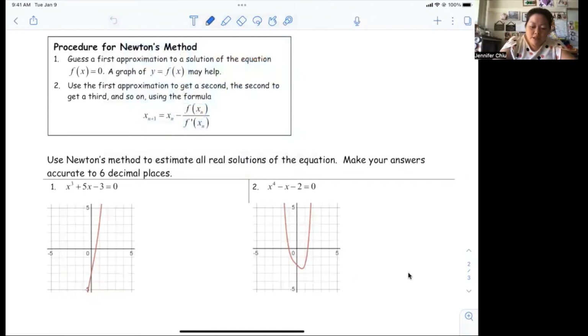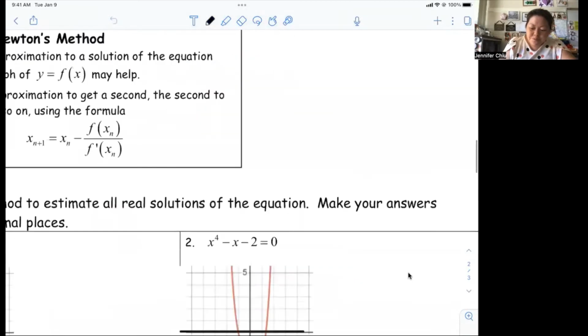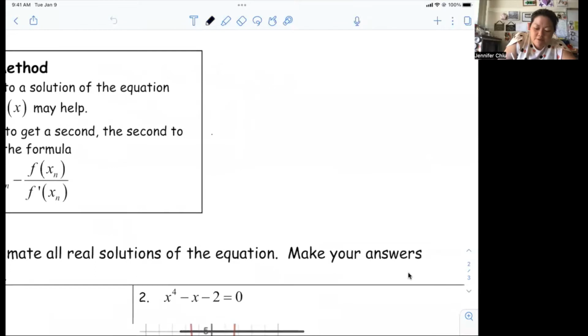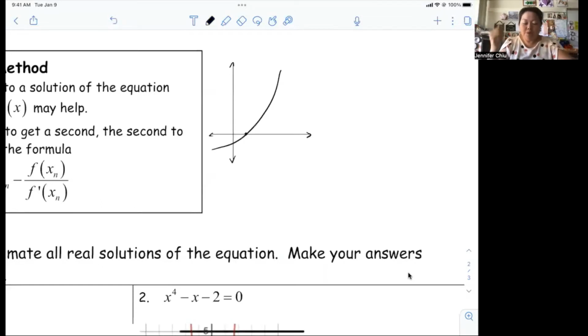A very good idea of what is happening here is you have a graph like this, just a random function. And here's your equation here, okay? You're really trying to figure out what that point is, but you don't know what it is. So you venture a guess. You say, all right, this is my first guess.